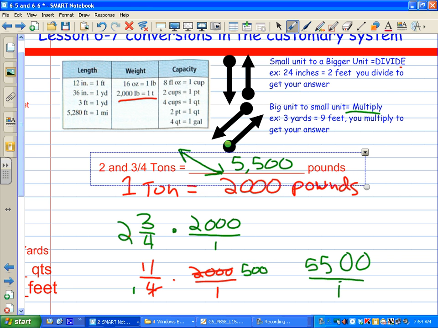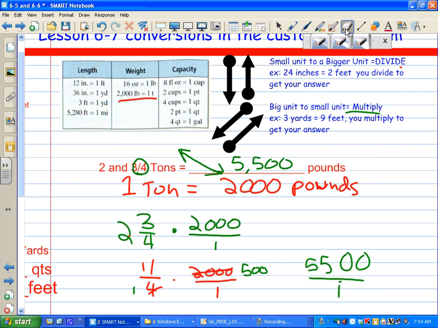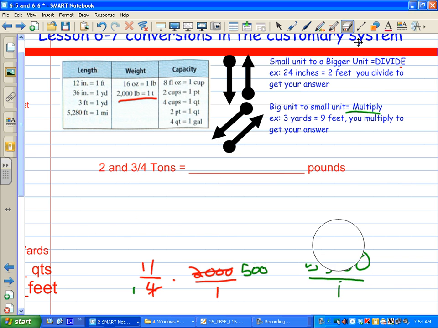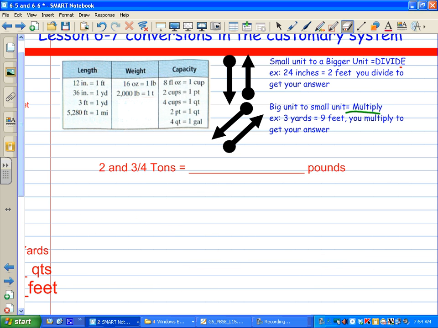And that makes sense to me, because I know that if a ton is 2,000 pounds, and this is almost another 3, and 3 times 2 gives me about 6, so 6,000 pounds, I expected an answer a little less than that, and 5,500 is a little less than that.